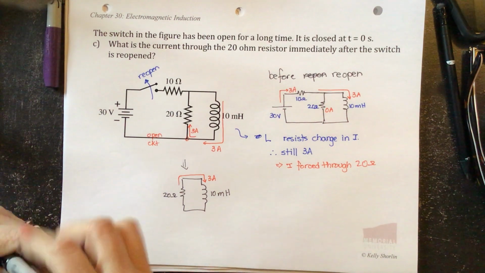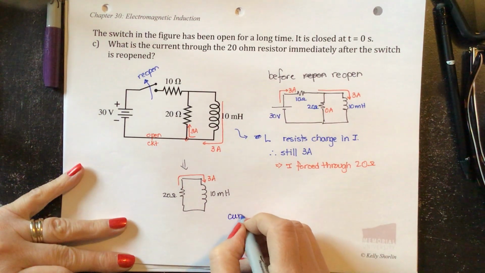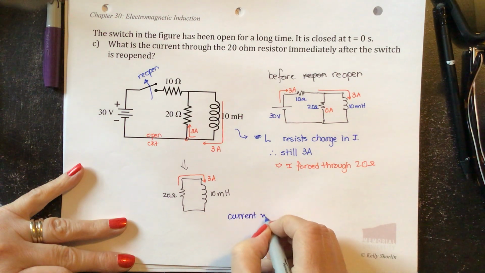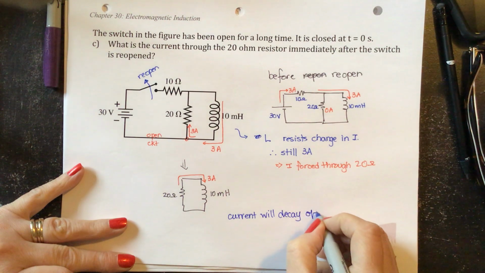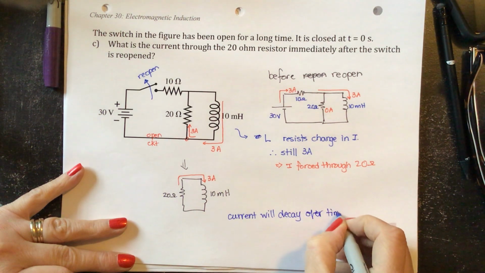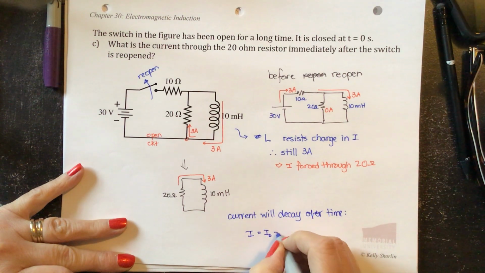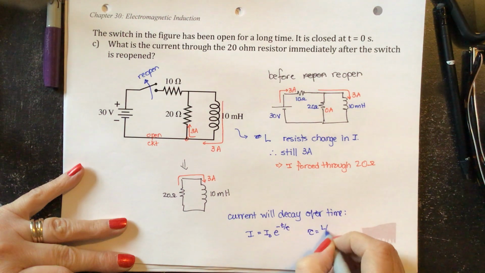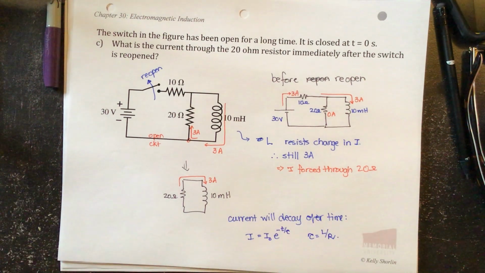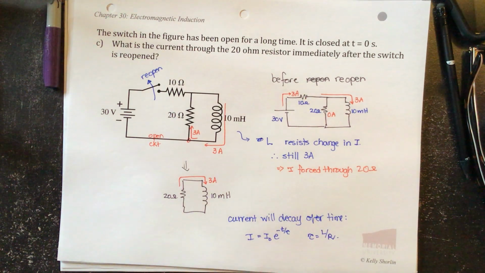If you wanted to ask what happens over time, that's a valid question. What would happen is that the current would decay over time according to the expression I equals I0 e to the minus t over tau, where tau is equal to L over R. So another question you could ask is, how long does it take for the current to become approximately zero? And that would happen after 5 times the time constant.